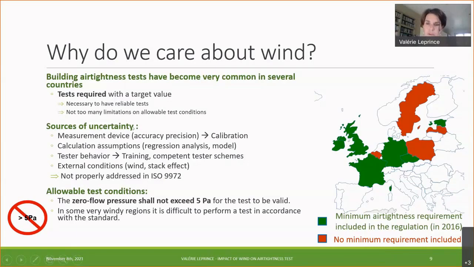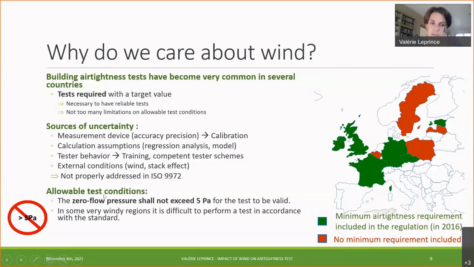So sources of uncertainty in air tightness tests are multiple. We have the measurement device, of course, accuracy and precision. Well, we can deal with it with the calibration of the equipment. We have calculation assumptions, with the regression analysis and the model itself. We have the tester behavior. For that, we can do training, write documents to explain how to perform the test, make competent tester schemes and things like that. And there are external conditions, wind and stack effect, on which we cannot do anything. And it's not really addressed in the ISO 9972.